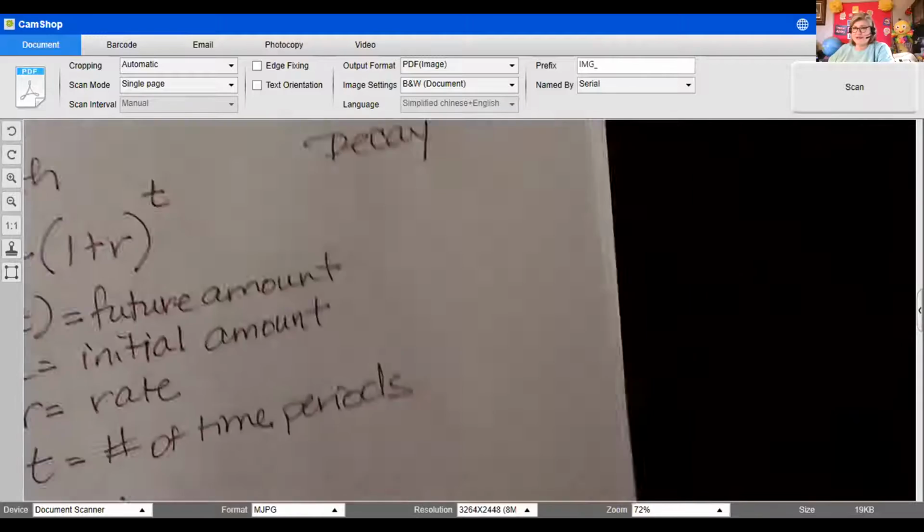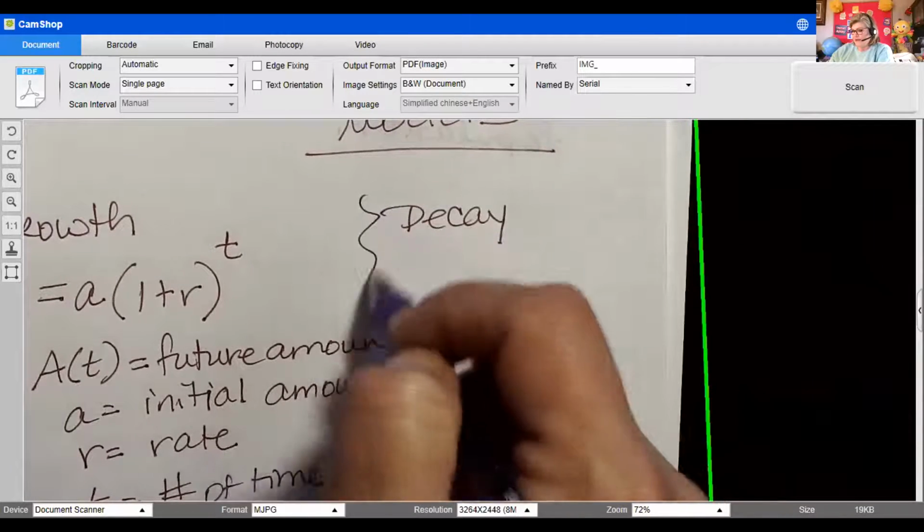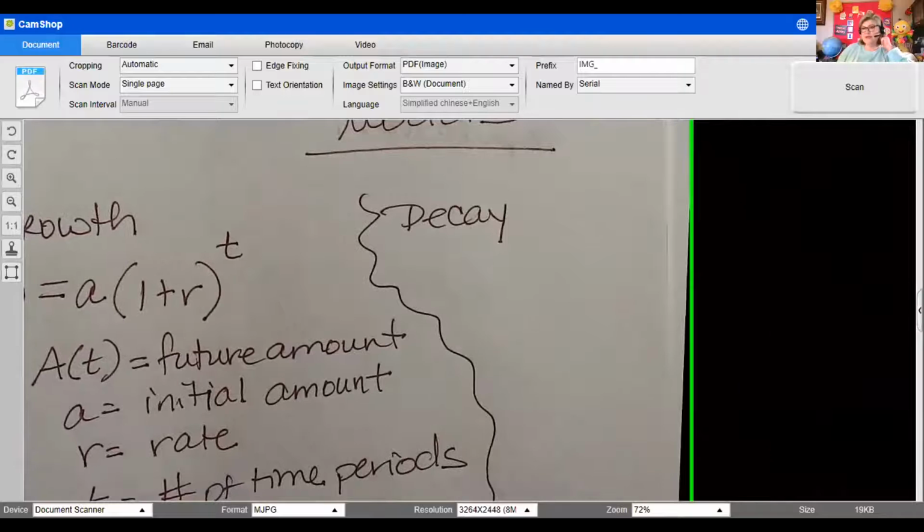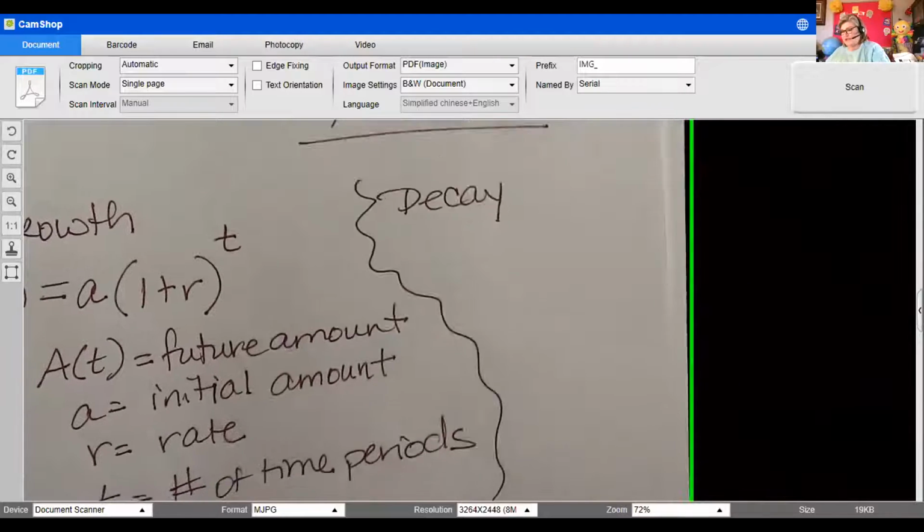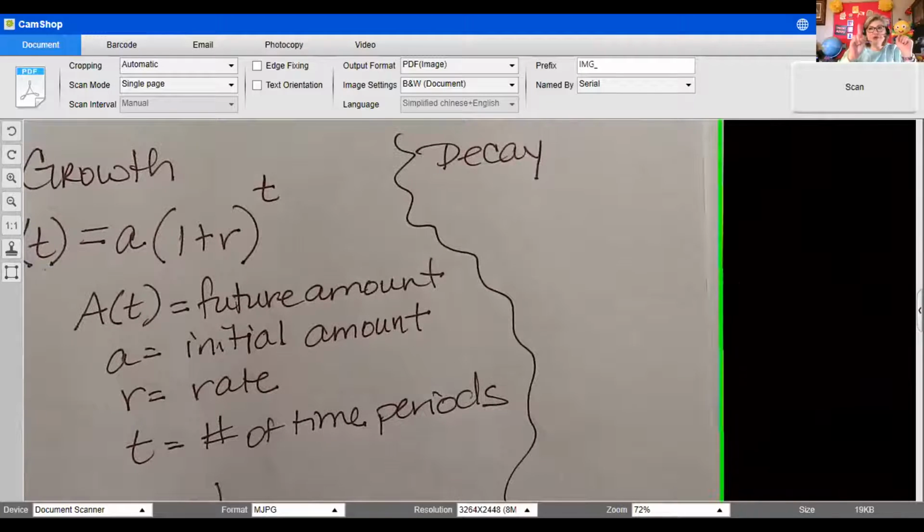Now let's look at the decay side of it. All of your variables are going to be the same. There's one major difference between your growth and your decay. I know we talked about carbon-14 dating, but another thing that decays over time is really bone density. So if you're a female, when you get older, your bones are going to start to decay. And so that's why a lot of experts will say that you need to start taking calcium.